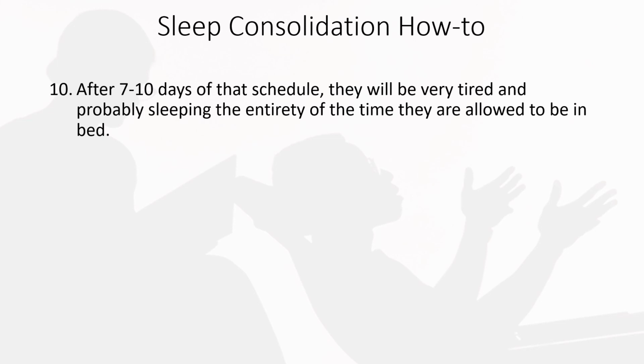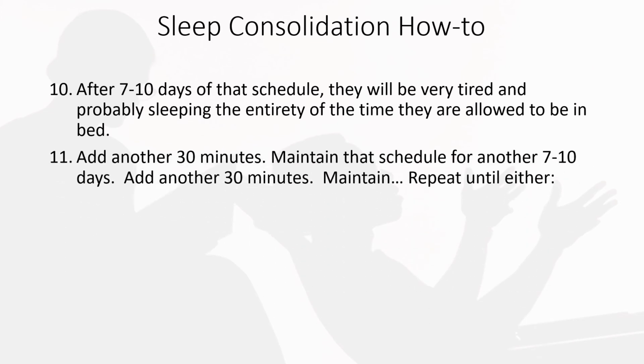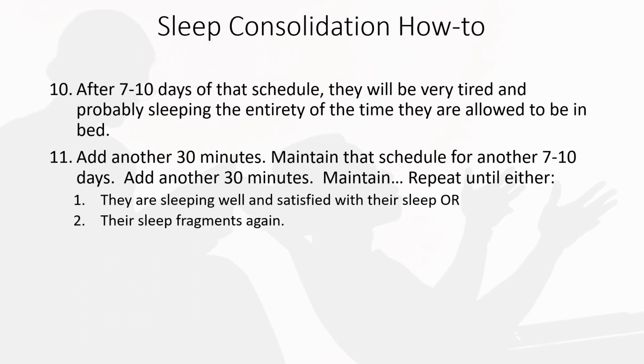They're going to come back in and tell you how it went. And it's very likely that if they actually adhered to it, they're going to be sleeping for all 5.5 hours. And then you're going to add another 30 minutes for 7 to 10 more days. And they're very likely to sleep all 6 hours by the end of that 7 to 10 days. And then you're going to add another 30 minutes. And then you're going to maintain that for another week to 10 days. And then you're going to repeat until either the patient is sleeping well and satisfied with their sleep, or until their sleep fragments again. If it fragments again, you can wait it out for a week. You can reduce it by 30 minutes and hang out there.